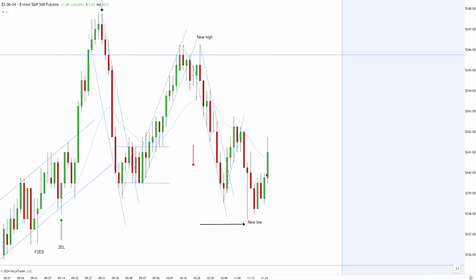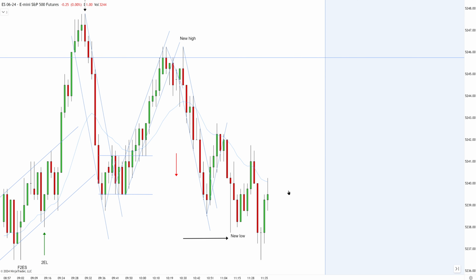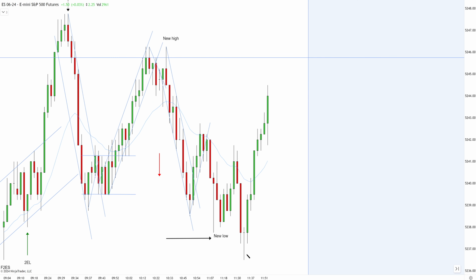I cannot take a failed second entry short below EMA. Remember, reversal pattern needs to form above EMA. Market keeps trending lower. We keep trending higher again. So I'm going to redraw a brand new uptrend.